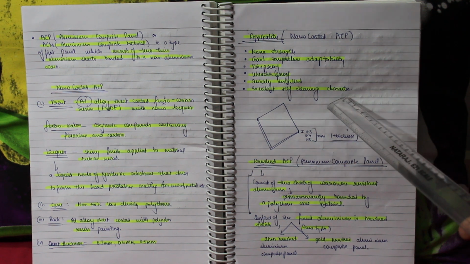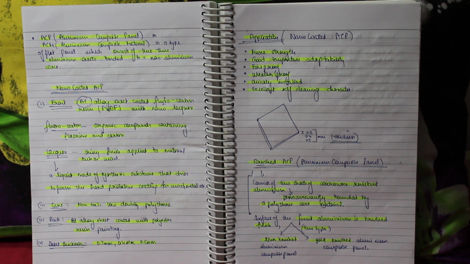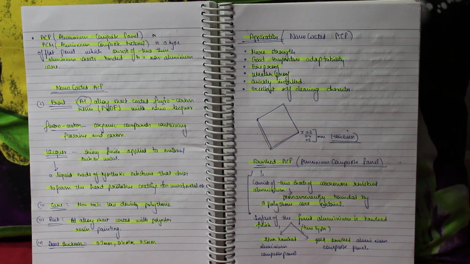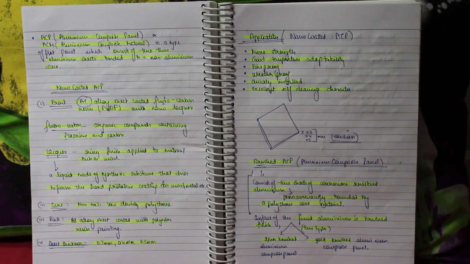Self-cleaning characters, what does that mean? If you have a building facade... so what is a facade? First of all, let me tell you, a facade is any exterior view of a building. Mostly we call the facade the front view of the building from the exterior. So if you are using aluminium sheets, ACP sheets over there, if there is any dirt, it would automatically get wiped off without any human effort. That's the best thing because of its polish and all.